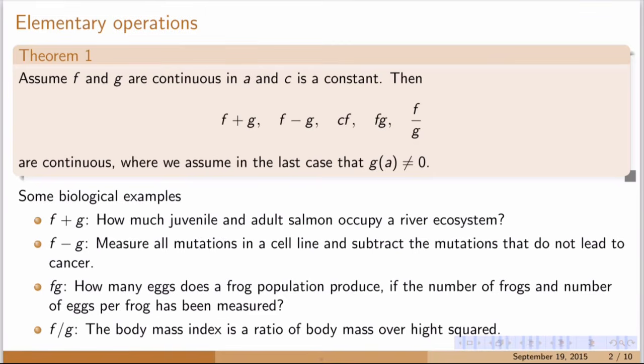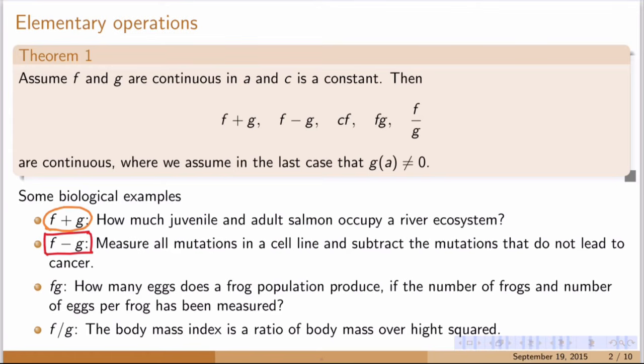So let's look at some biological motivations for these cases. So for example, if I look at addition, this could happen if I look at juvenile and adult salmon, and maybe I have measured juvenile and adult salmon separately, and now I'm interested in how much of those occupy a river ecosystem together. So then I would be faced with addition of two continuous functions. Or subtractions can arise easily too. For example, if you measure all mutations in a cell line and subtract those mutations which are not cancerous, what you keep is those mutations which are cancerous, and of course this is of high interest to many researchers.